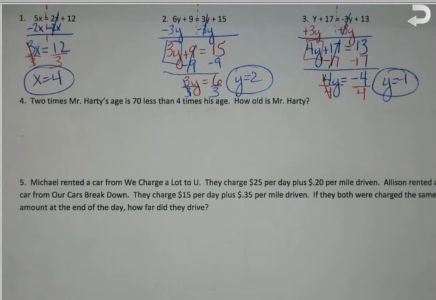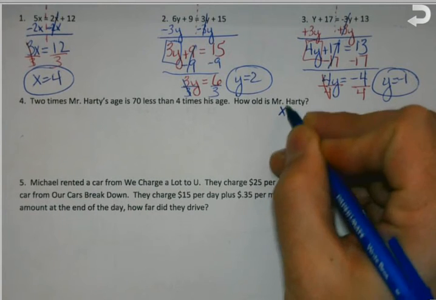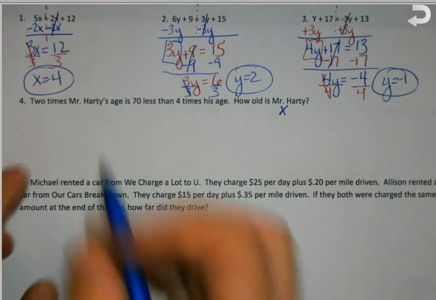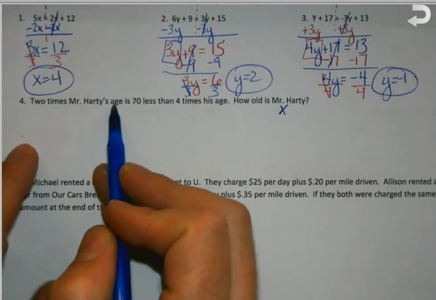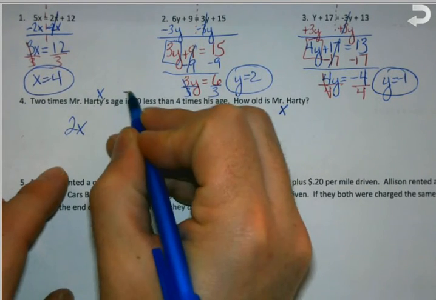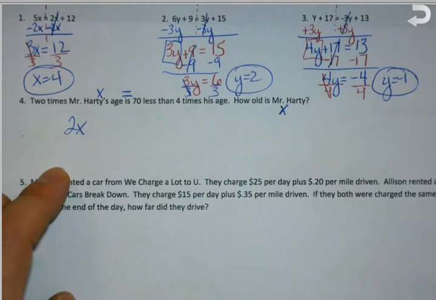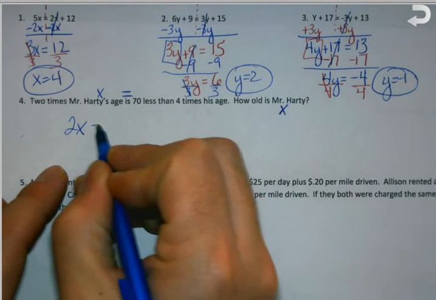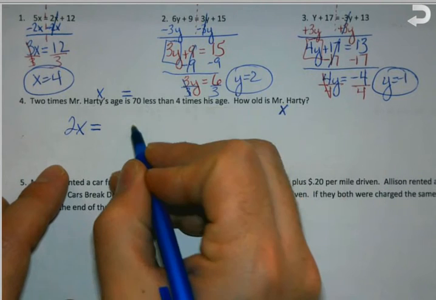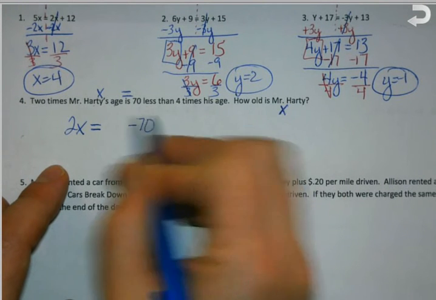All right, this one we're just going to read, and we're going to turn it into an equation. The question here is, how old is Mr. Harty? So that's our x. So let's see what we've got here. 2 times Mr. Harty's age, 2x, is, whenever I see is, that's the equal. Okay? 70 less than 4 times his age.